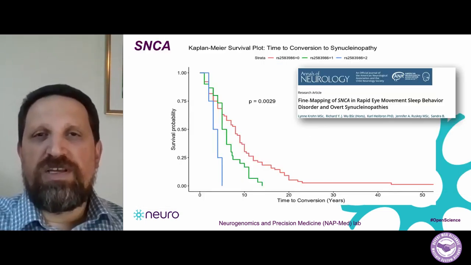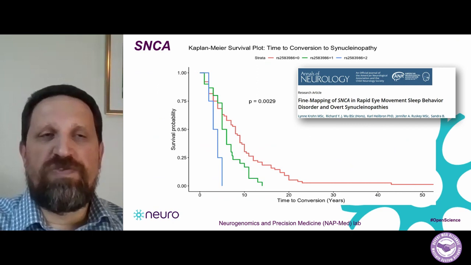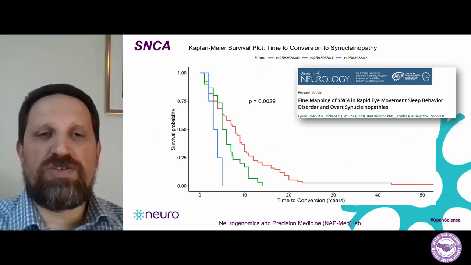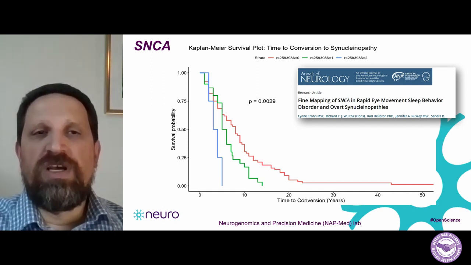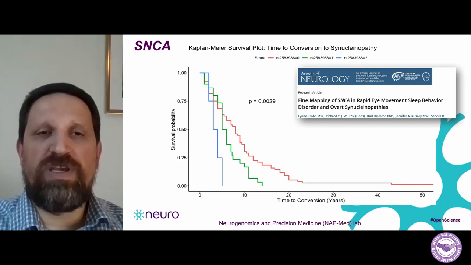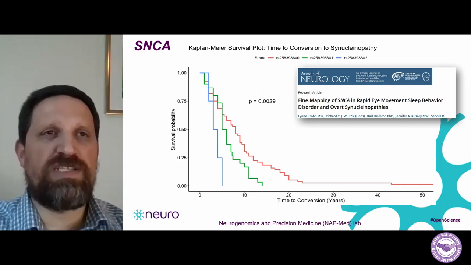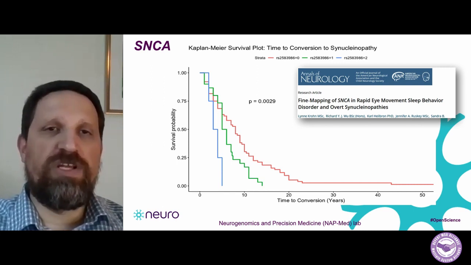A similar study that we did on another gene that I mentioned before, the synuclein gene, also showed that variants in this gene are associated with the rate of progression. Those that carry two variants progress much faster from RBD to PD, dementia, or MSA compared to those that carry one variant, or compared to those who carry no variants at all. But again, how this plays a role in MSA, it's still to be determined.